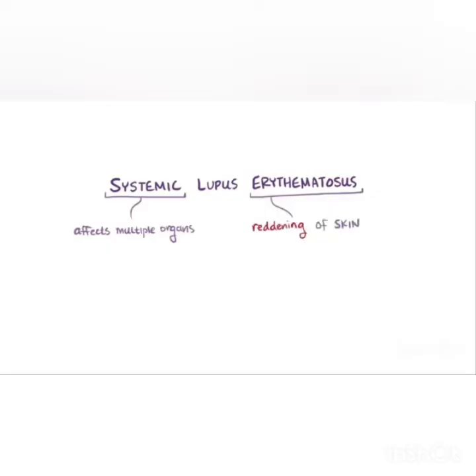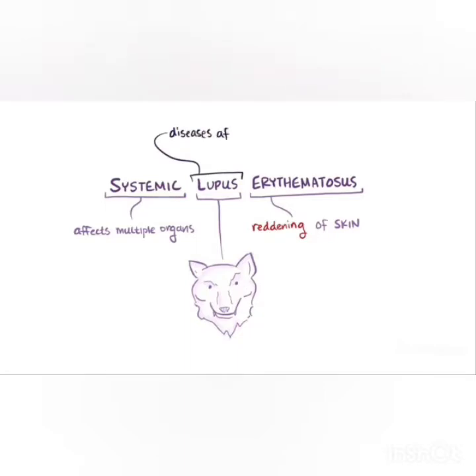Reddening of the skin. Alright. Lupus is Latin for wolf, so it affects multiple organs, wolf, reddening of the skin. Not exactly. The modern use of lupus usually refers to a variety of diseases that affect the skin, which was possibly originally used since these diseases resemble a wolf bite on the patient's skin. Is that true? Who knows?